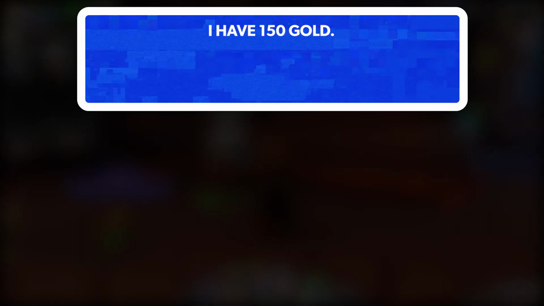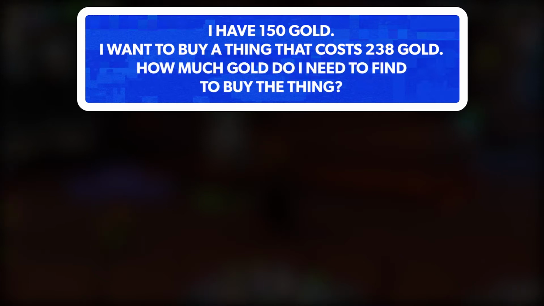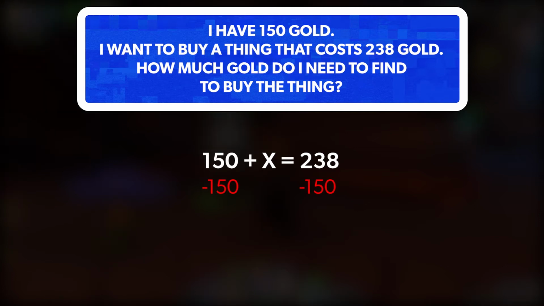Let's put this in a game example. I have 150 gold, and I want to buy something that is 238 gold. How much gold do I need to find to buy the thing? This may seem simple, but this is essentially basic algebra, and it can be written like this. This says 150 plus x equals 238, and we're going to solve for that x. Right now, if we look at it mathematically, that x has 150 being added to it. So let's do the opposite by taking away 150 from both sides. This eliminates 150 on the left-hand side, leaving x by itself. We've solved for x, and it equals 88.